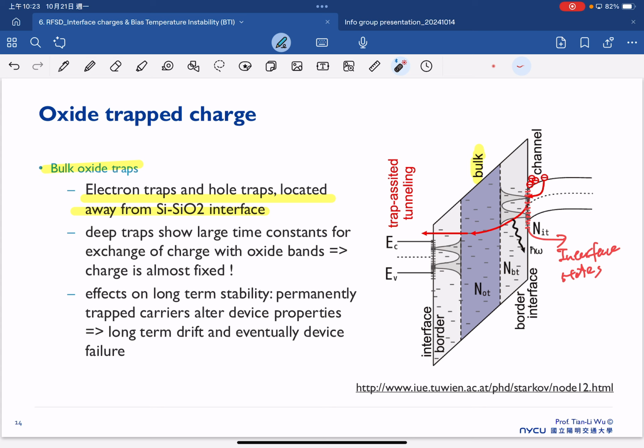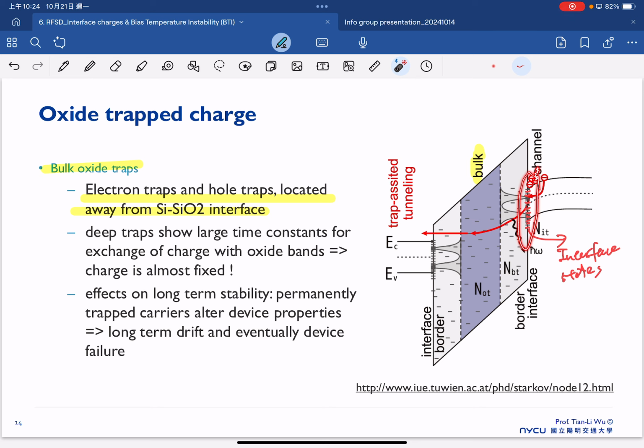Of course, we can reduce our operation voltage. That's the purpose of scaling, because in the end we want our device to operate at low voltage, but that still causes a relatively high electric field. Then people started to feel that the mechanism considering only the interface state is not enough to explain what we see in reliability. We still see the threshold voltage shift, but we cannot understand it comprehensively if we only consider the interface state.